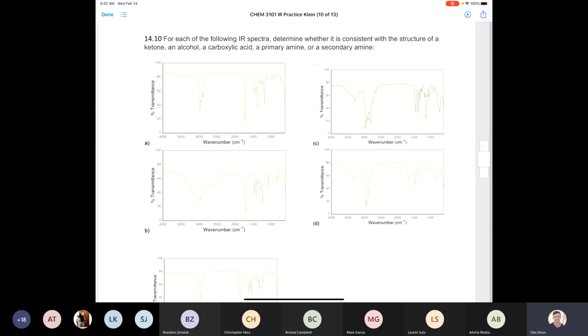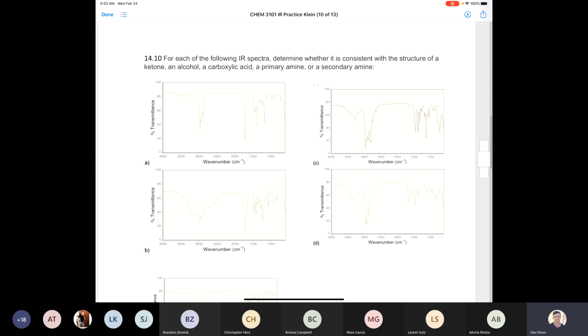And all the question is asking is to look at each one of the spectra that are provided and determine whether the spectrum is consistent with the structure of a ketone, an alcohol, a carboxylic acid, a primary amine, or a secondary amine. Yes, in this class, we look at other functional groups. We look at alkenes and alkynes and amides and nitriles and all kinds of other functional groups. But we're going to choose from this bank of 5 functional groups, if you will. So let's get started with A.